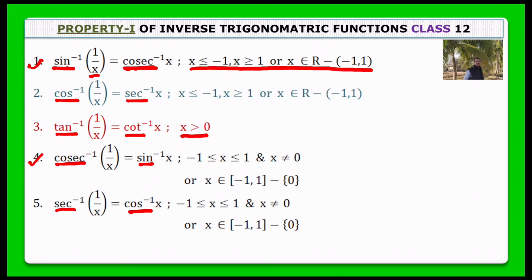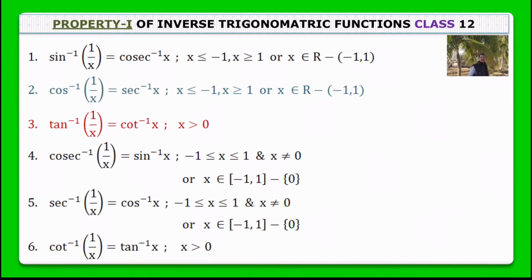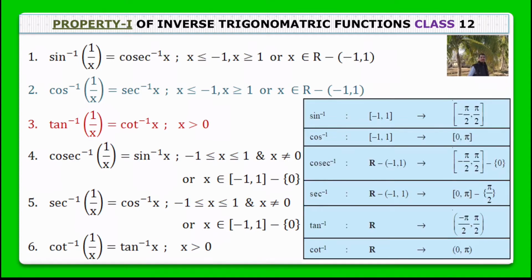Now in the last, sixth, cot inverse 1 upon x will be equal to tan inverse x. It means there is a relation between tan and cot inverse, sec inverse and cos inverse, and cosec inverse and sin inverse. What is the condition on x? To understand the condition on x, let us consider the table.